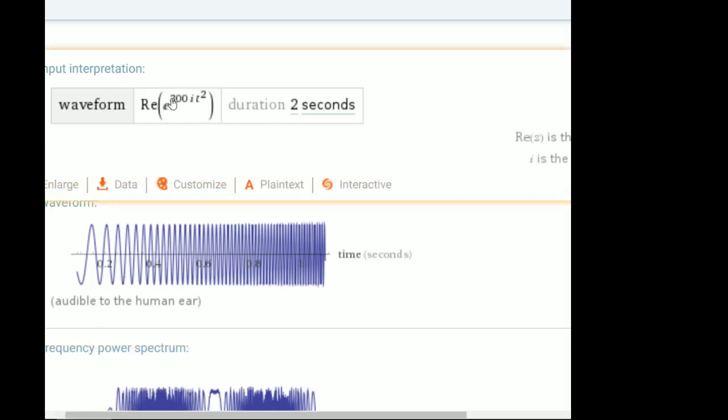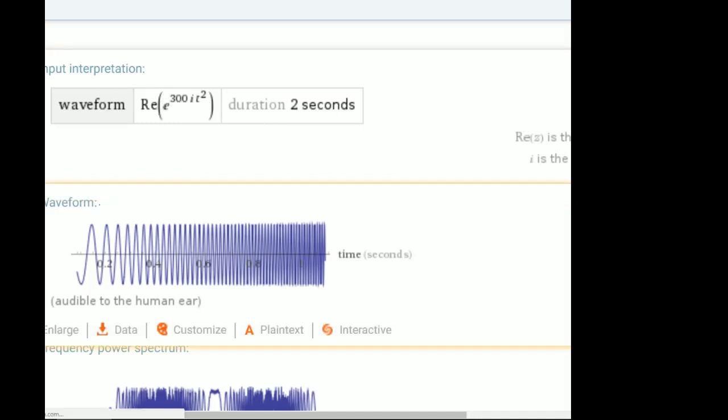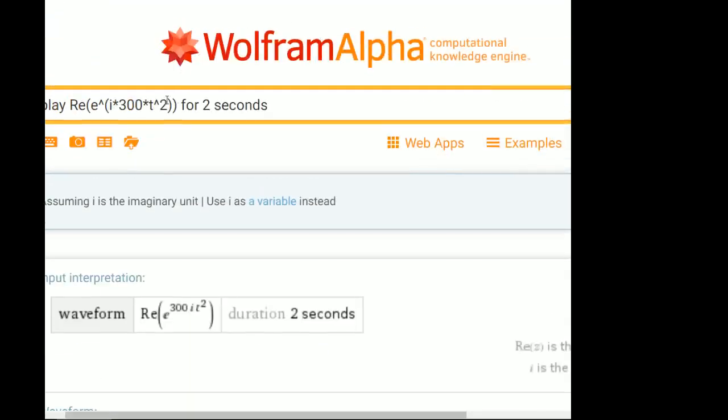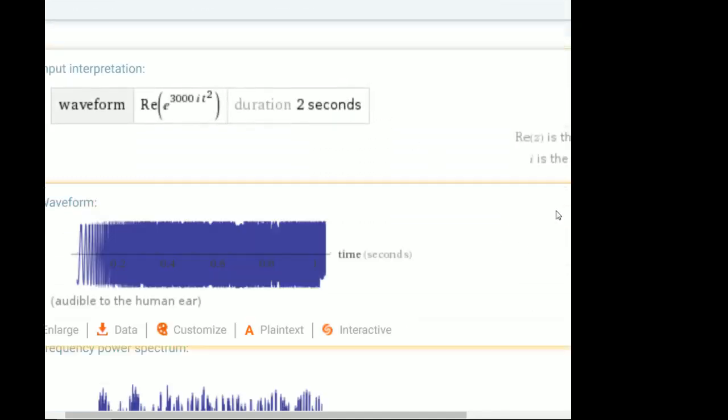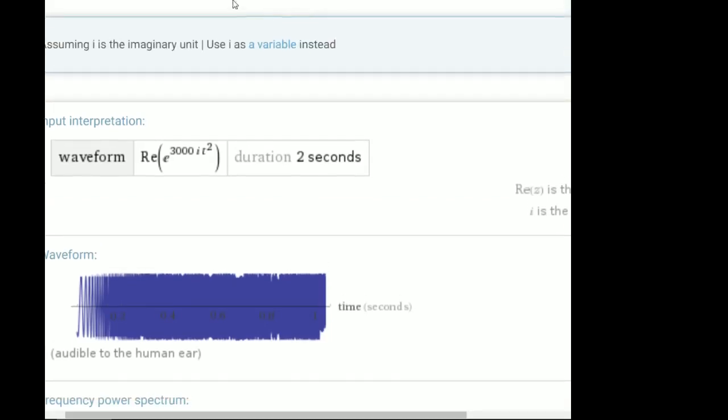Okay. So you've just listened to sine 300t squared. So it looks like this. Maybe I'm going to add another 0. Okay, so it was higher. What if I try 700 t squared?